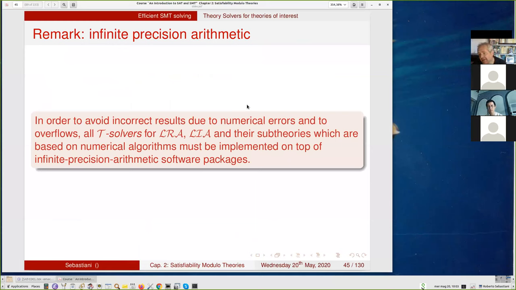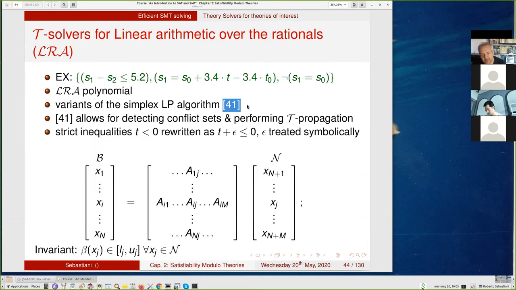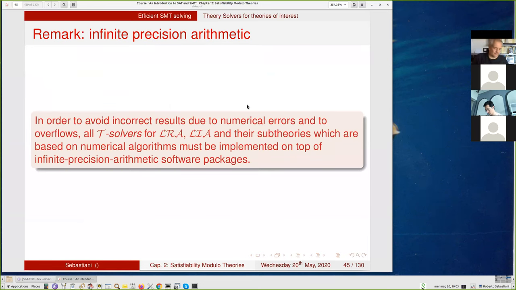One remark is very important when you deal with arithmetic. You may be puzzled that you use numerical devices to do logic, right? How does this happen? Well, what about roundings?